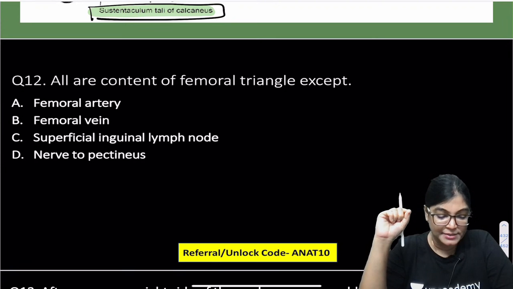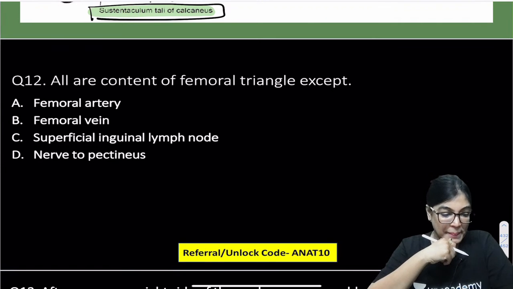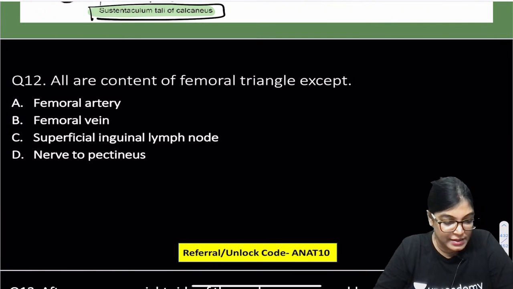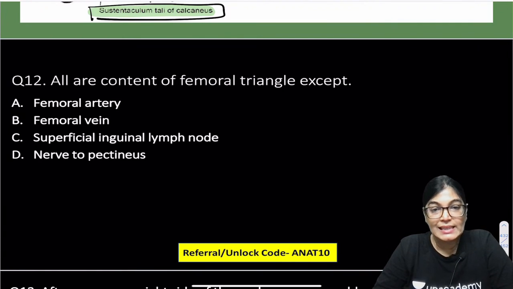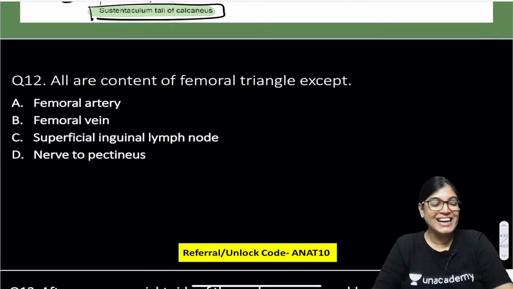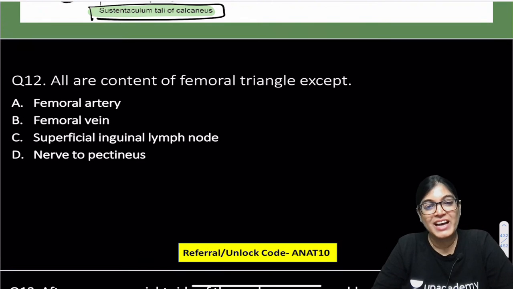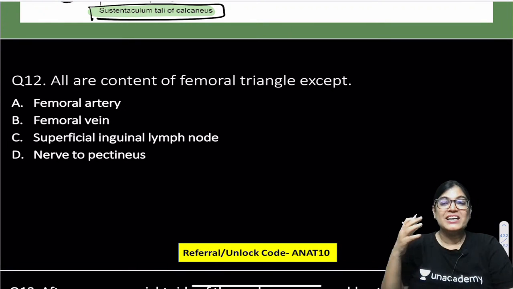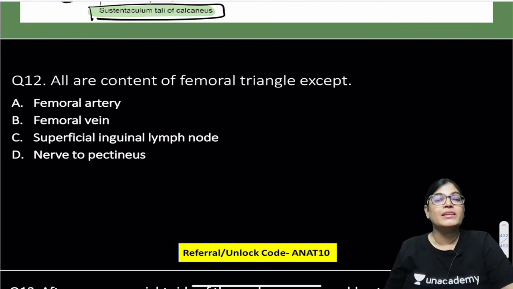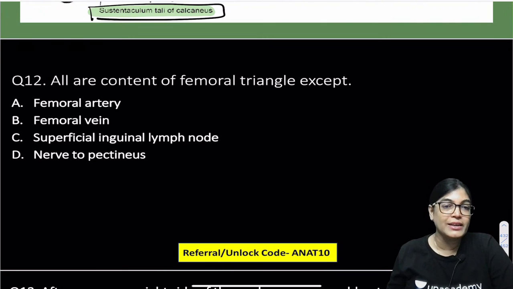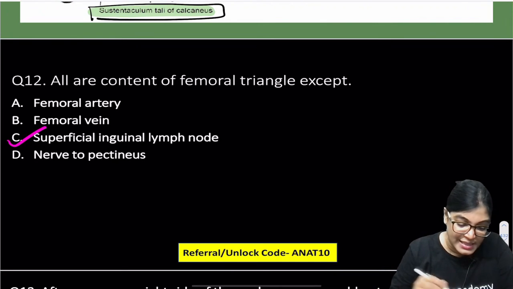All of you are telling D. What is the correct answer? Anyone wants to give more? Femoral triangle content. Read it nicely. Good one. Everyone changed the answer again. Yes, I got you right. Great one. You know the fact, I know. Which lymph node is present in the femoral triangle? Deep inguinal lymph node. That is called the deep inguinal lymph node, that is Cloquet's. Yes. So C is the correct answer.